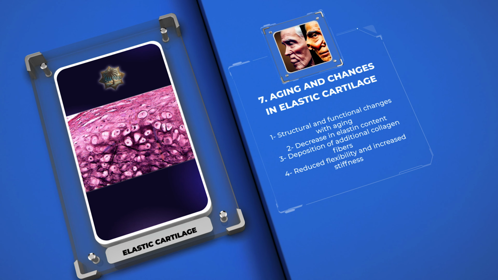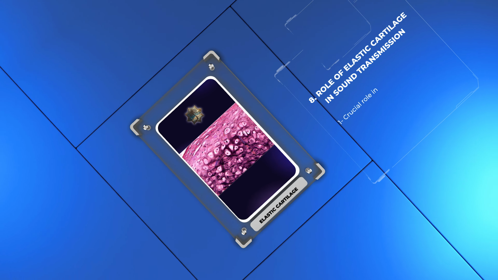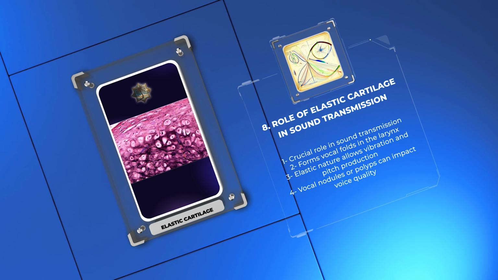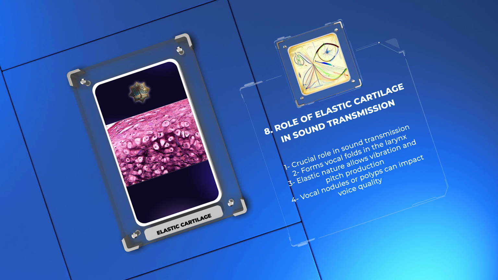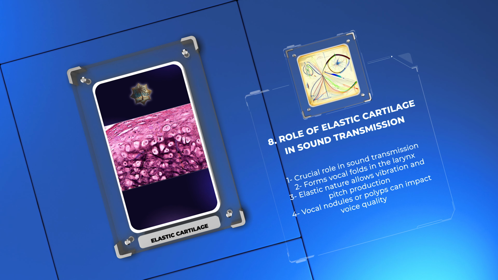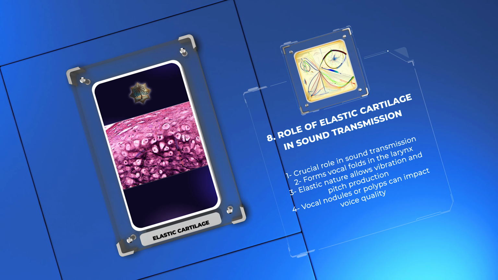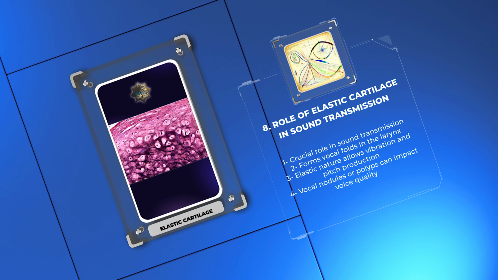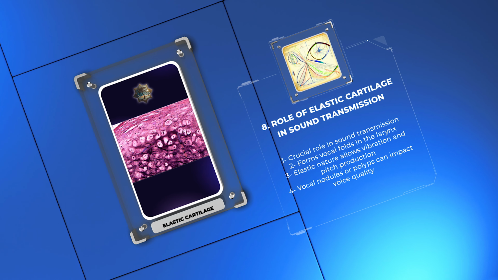Elastic cartilage plays a crucial role in sound transmission within the human body. In the larynx, elastic cartilage forms the vocal folds, vocal cords, which are involved in voice production. The elastic nature of these vocal folds allows them to vibrate and produce different pitches and tones. Disorders affecting elastic cartilage in the larynx, such as vocal nodules or polyps, can significantly impact voice quality and clarity.